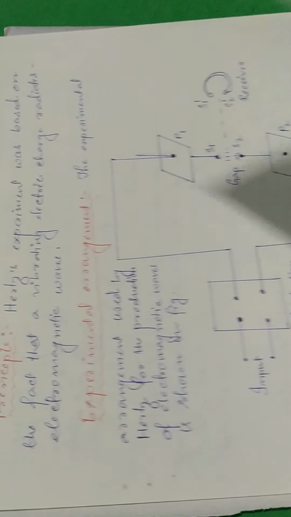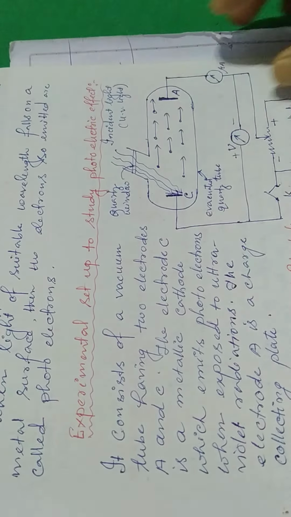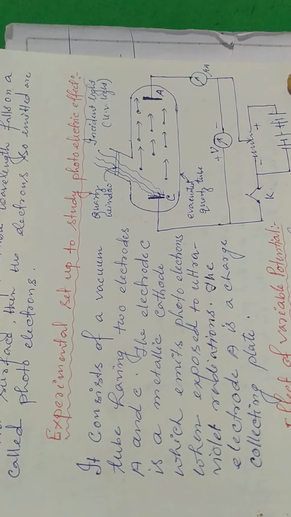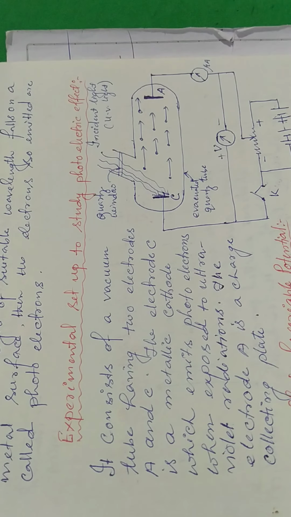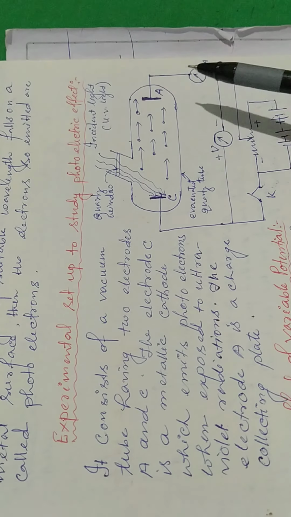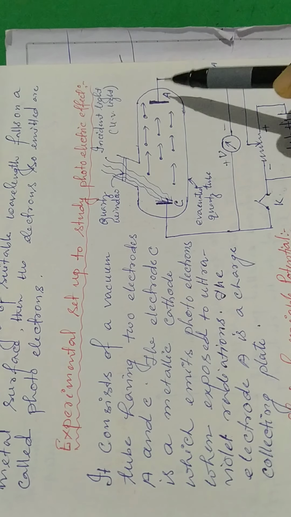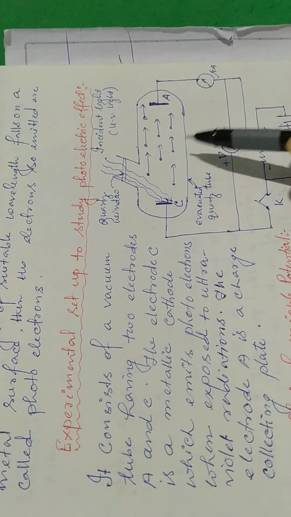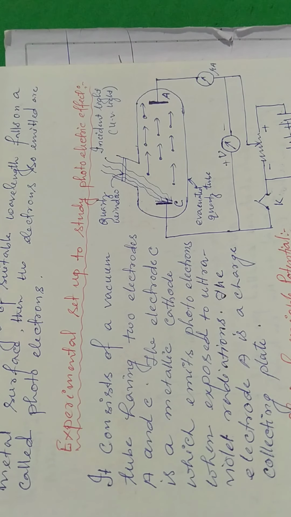Lenard used this experimental apparatus, set up to study the photoelectric effect. This is the cathode, which is negative, and A is the anode. C is the cathode, A is the anode. So Lenard used this apparatus, as shown in the figure, to study the effect of light on a metallic surface.